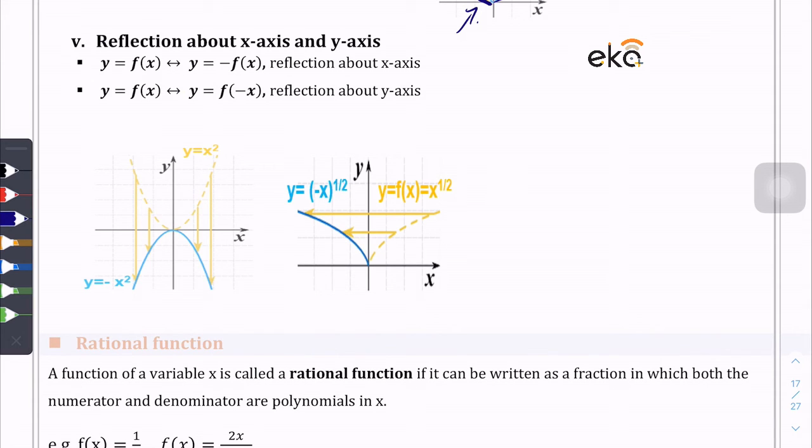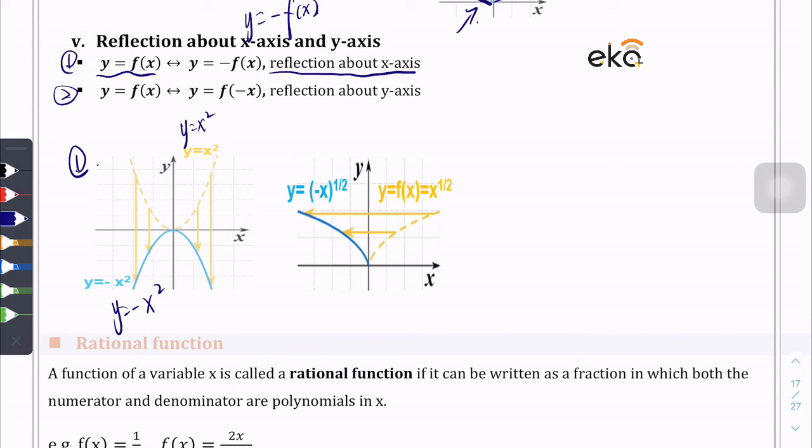The reflection about x-axis and y-axis. When y equals f(x) becomes y equals negative f(x), it's a reflection about the x-axis. The example is here. When y equals x squared becomes y equals minus x squared, it's a reflection about the x-axis.